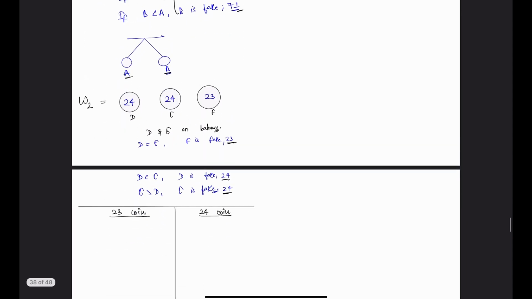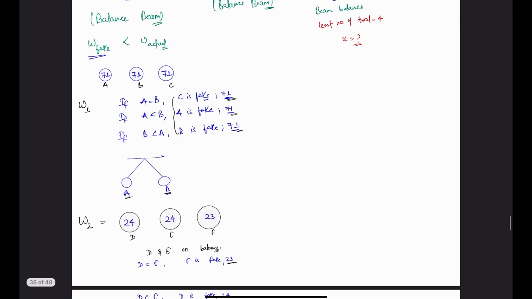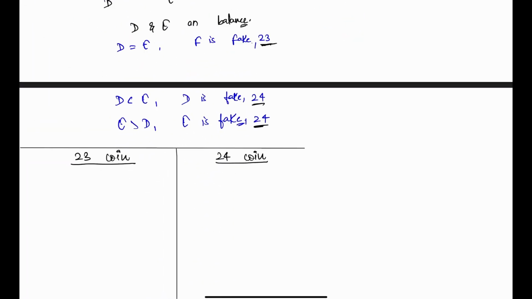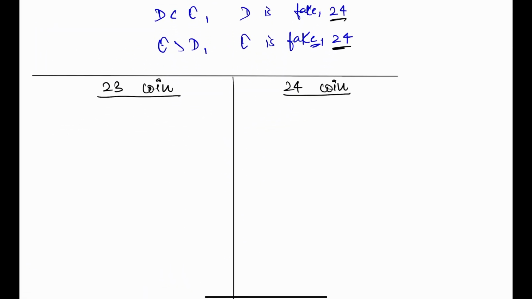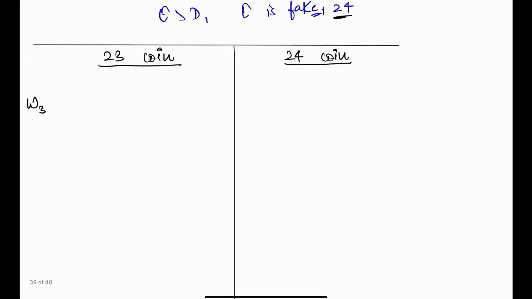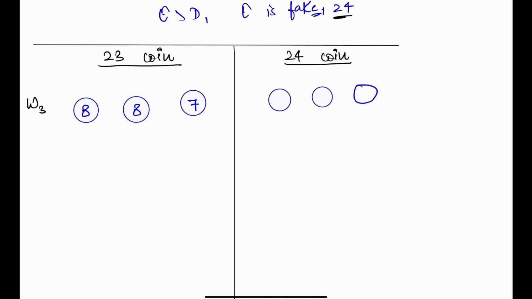Okay, so in our two weighings we just came down from 213 to 23. So in W3 what will happen? We will again make different types of boxes: 8, 8, 7, and in this one we will make 8, 8, 8.